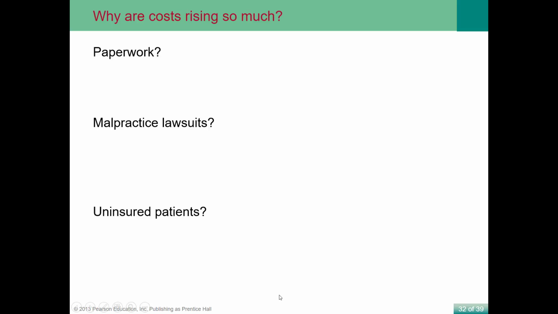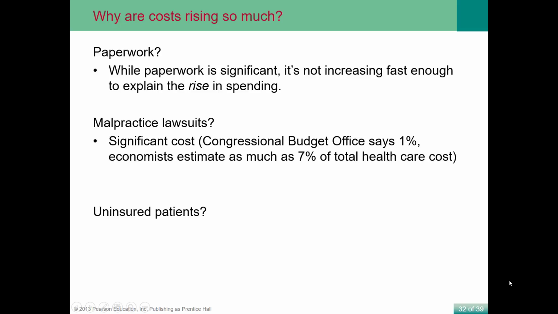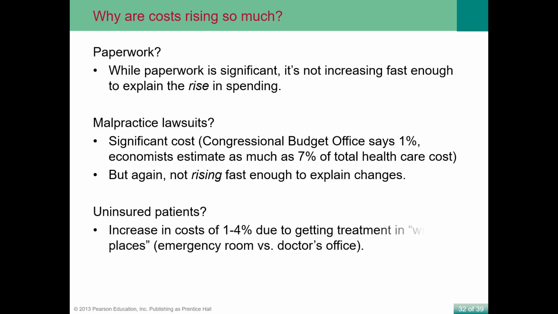So why are the costs rising so much? Is it paperwork? Is it malpractice lawsuits? Is it uninsured patients? While paperwork is significant, it's not increasing fast enough to explain the rise. The Congressional Budget Office says malpractice costs are 1%. Economists estimate as much as 7% of total healthcare costs are related to malpractice lawsuits. But again, not rising fast enough to explain the changes.